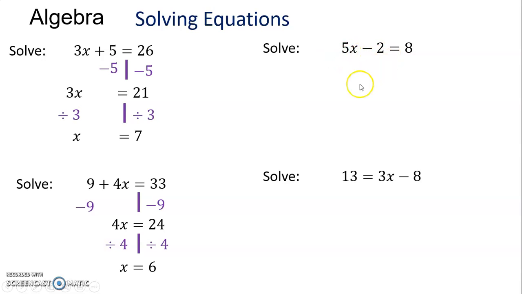Okay, so moving on to the third example, here we've had x multiplied by 5 and then we've subtracted 2. So this time we're going to reverse that by adding 2 to both sides, which gives me 5x is equal to 10. And then I'm going to divide both sides by 5, so x is equal to 2.